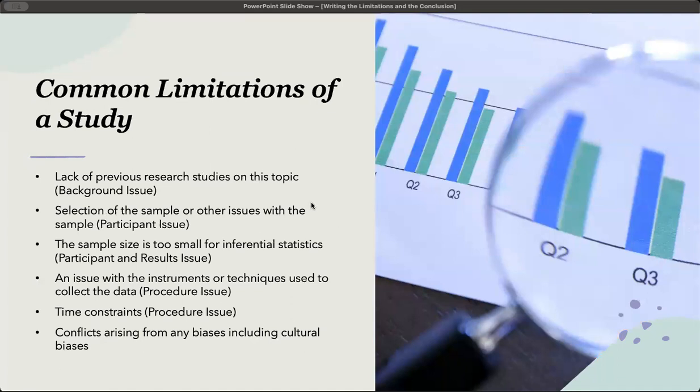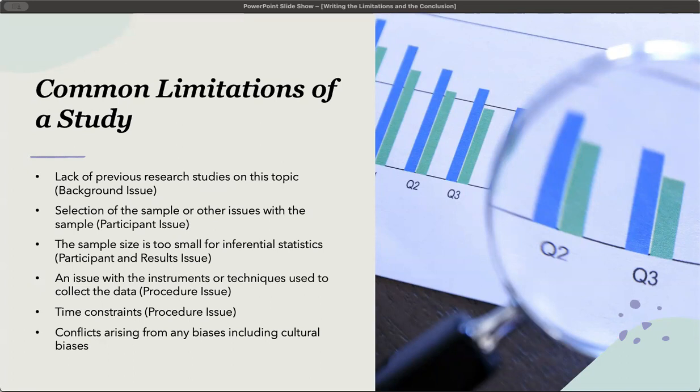So what people will typically report is lack of previous research studies on the topic, and that's a background issue. This one you want to be very careful of, because if you just say that nobody else has ever done this before, that could be an indication that you didn't really do a very good deep dive into the background literature. So this one here, if you honestly cannot find anything, you can say that.